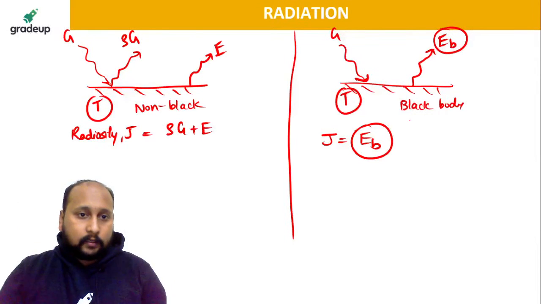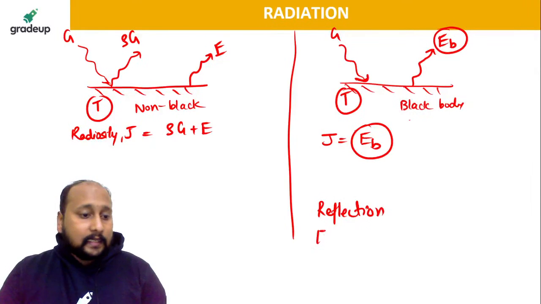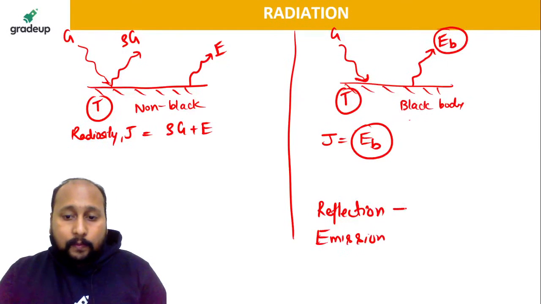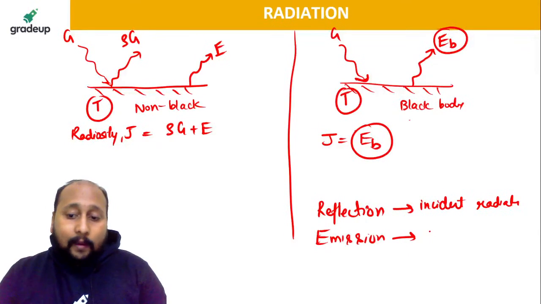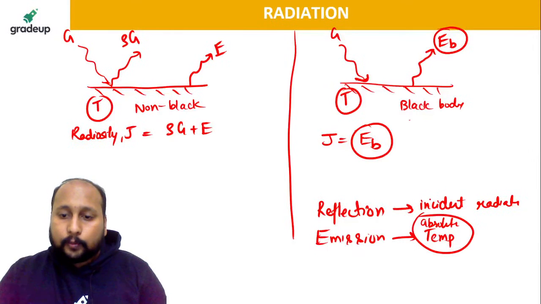There are two terms: one is reflection, and the second is emission. These are entirely different. Reflection is basically happening due to the incident radiation, and emission is basically happening due to the temperature, that is your absolute temperature. Now this is clear.